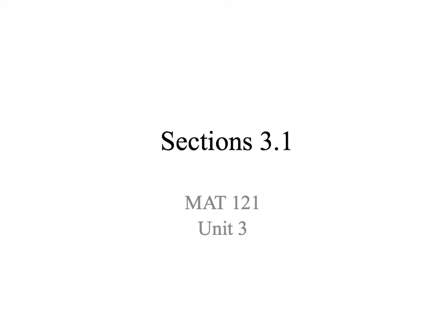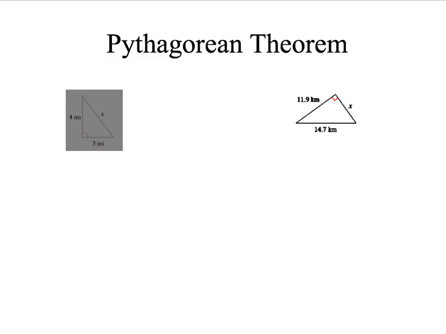In section 3.1, we will begin our work with geometry. We'll start with the Pythagorean theorem. Almost every student, when I ask them what the Pythagorean theorem is, gives it to me in letters: a squared plus b squared equals c squared. What this means is that the sum of the squares of the legs is equal to the square of the hypotenuse. The hypotenuse is the side that's always across from the right angle, and the two sides that make up the right angle are the legs.